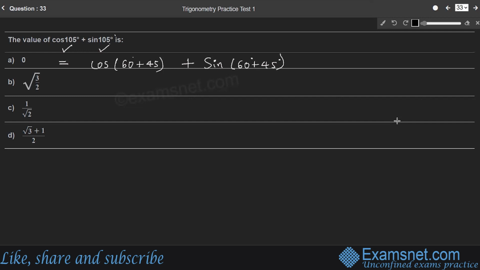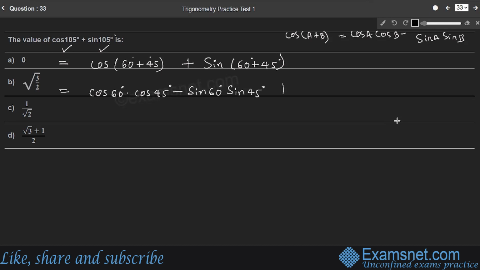Right? So here the first term is in the form of cos(A+B). What's the value of cos(A+B)? So cos(A+B) is equal to cos A cos B minus sin A sin B. So apply the same formula. Here the first term becomes cos A, which is cos 60 degree, into cos B, which is cos 45 degree, minus sin A, which is sin 60 degree, into sin B, which is sin 45 degree.